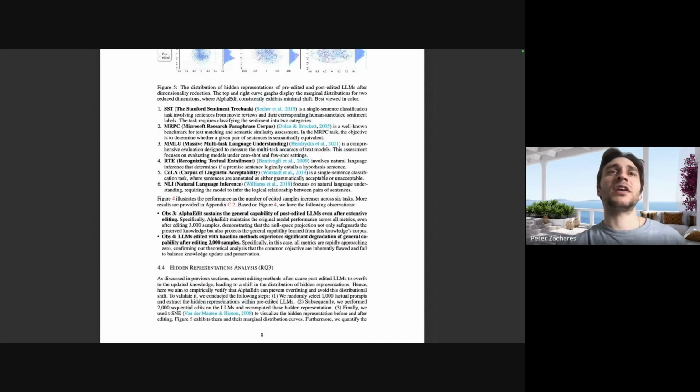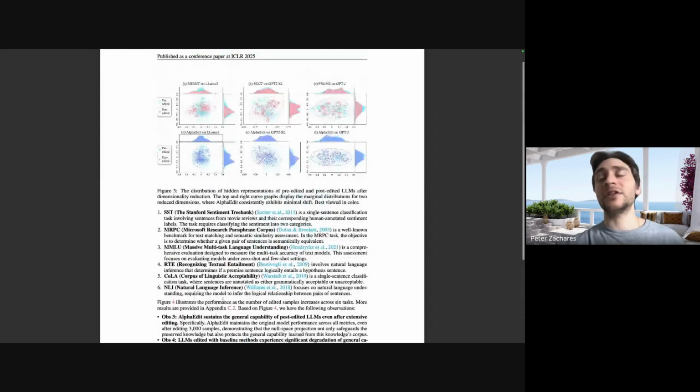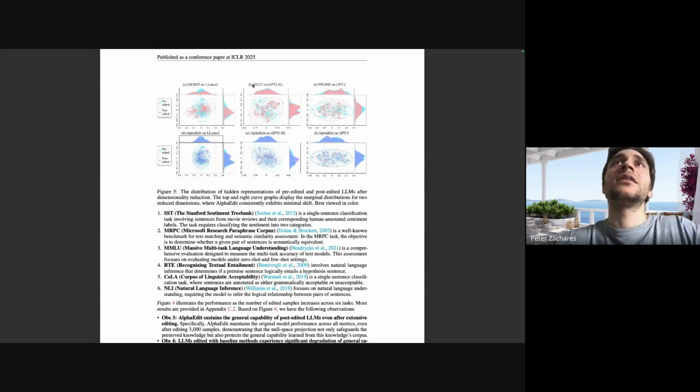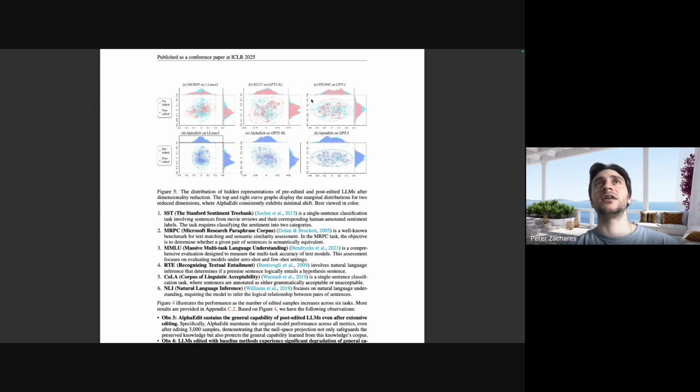Then they talk about the hidden representations, which is how much it changes those. Because if it changes those, then it's not preserving the knowledge. And you can see again different methods versus AlphaEdit in terms of how they change the distribution. Qualitatively, it does look like the distributions changed less. The bottom chart is AlphaEdit, and the top chart is different state-of-the-art methods for updating the model.